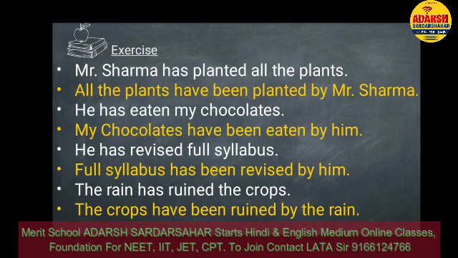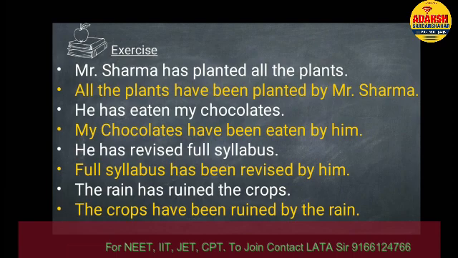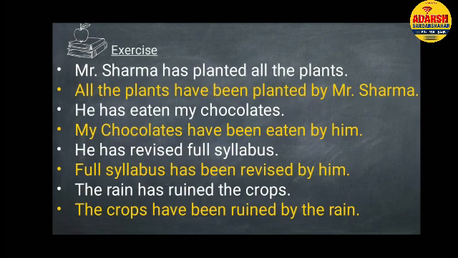As I told you earlier also, in present perfect we add here been. So here we added been, and because of the plural subject we use here have. And in the active of this sentence, here we used has because our subject is singular, while here in the passive sentence it's plural, so we use here have. So here our sentence is: all the plants have been planted by Mr. Sharma. Let's go towards our next one, which is: he has eaten my chocolates.